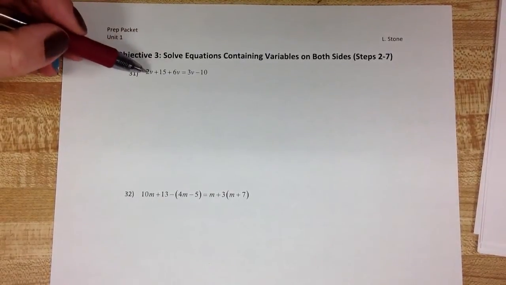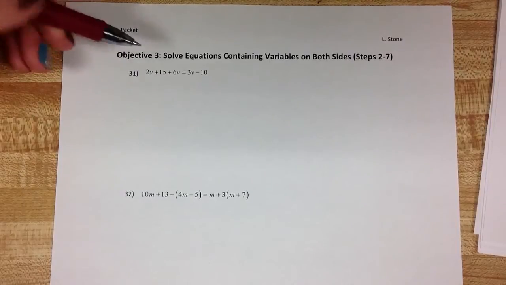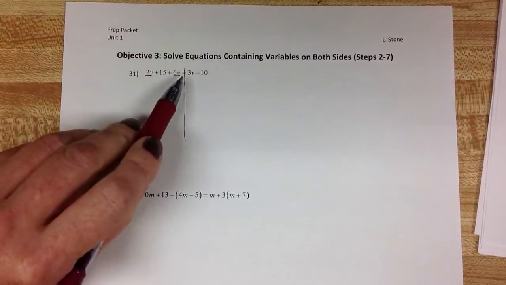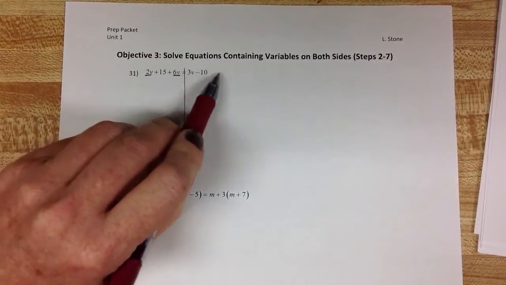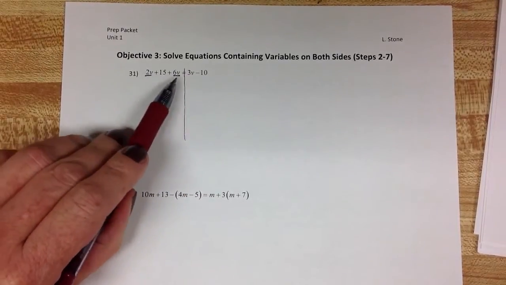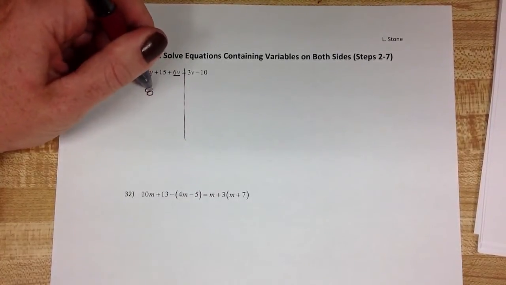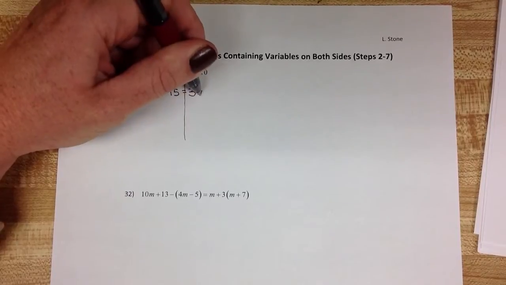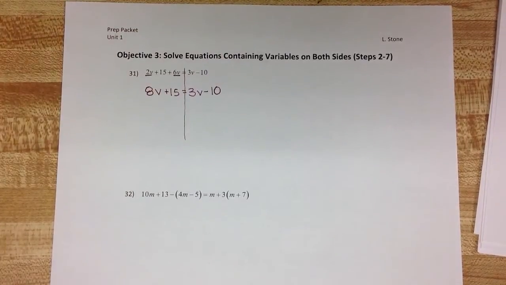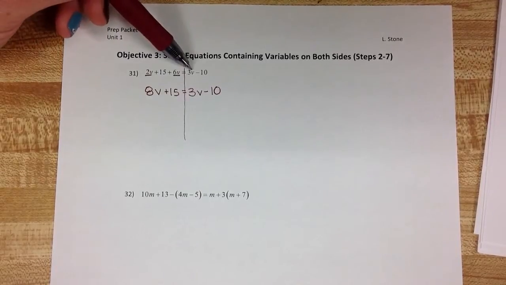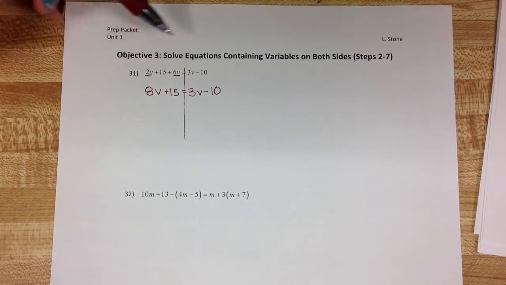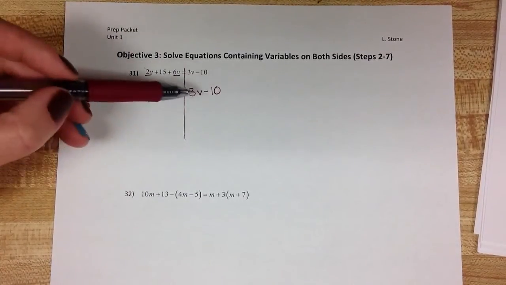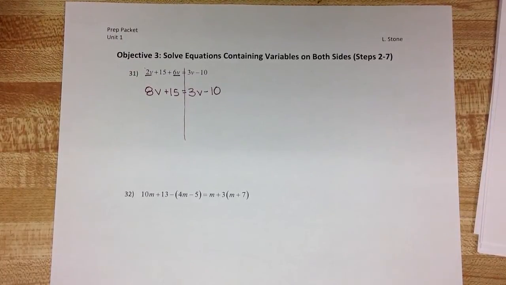In the first one, I don't have any fractions, I don't have any groupings, but I do have some like terms to combine. Remember, I'm only combining terms within the expression on the left or the expression on the right. So this 2v plus 6v is going to give me 8v plus 15, equals 3v minus 10. So you'll notice that the 3v in the expression on the right did not get combined with these. They're in a separate expression. We have to do a little different kind of math to get the 3v to join the 8v, which is what we're going to do next.